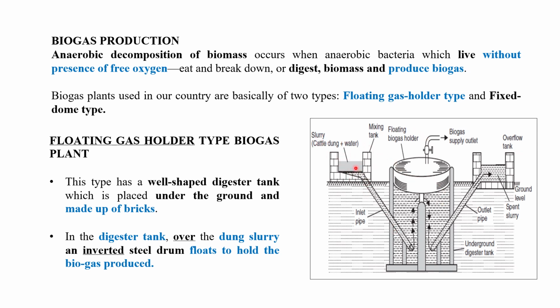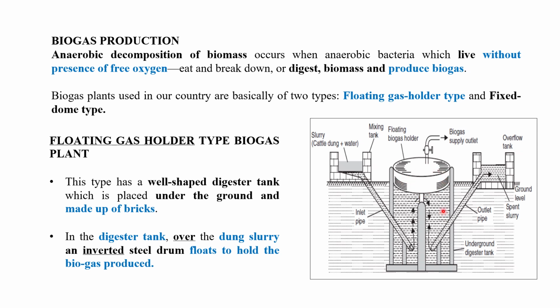This is the inlet pipe through which the slurry containing cattle dung and water, mixed properly in this tank, is fed to the digestion tank, where anaerobic decomposition takes place. During anaerobic decomposition, gases are generated. Those gases are collected in the biogas holder. This is the steel drum, and in this steel drum the gas is held.